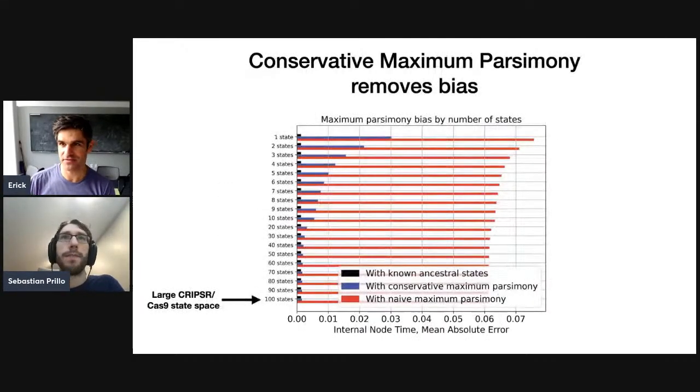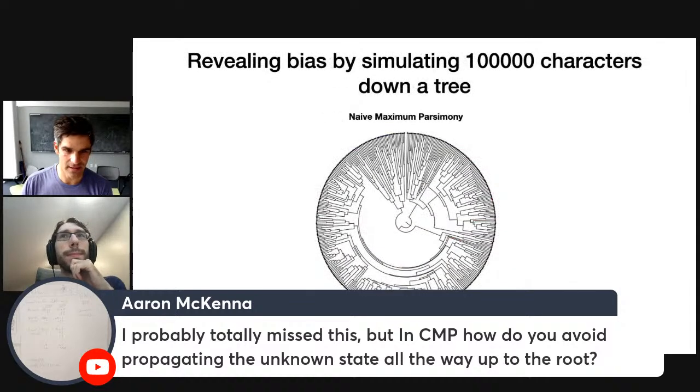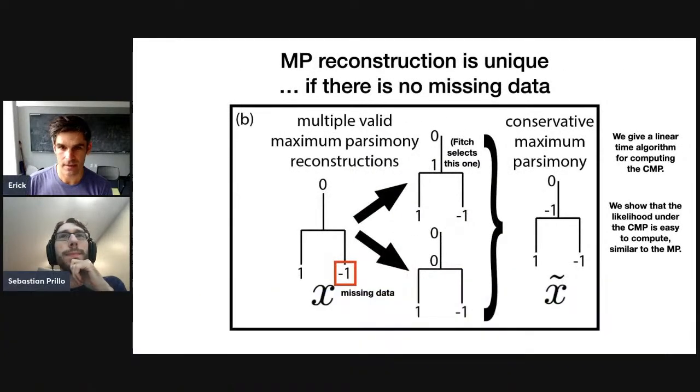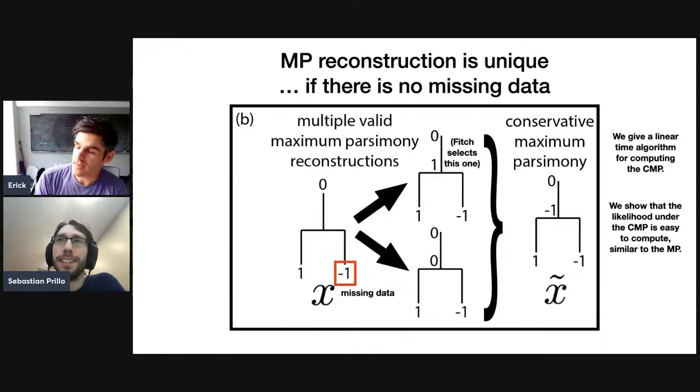Let's see. We do have a question from the audience, Aaron McKenna, who you may know of. He says, I probably missed this, but in conservative maximum parsimony, how do you avoid propagating the unknown state all the way up to the root? Well, there are going to be some internal states that are missing. It's not going to go all the way up to the root because we know that the root is 0.